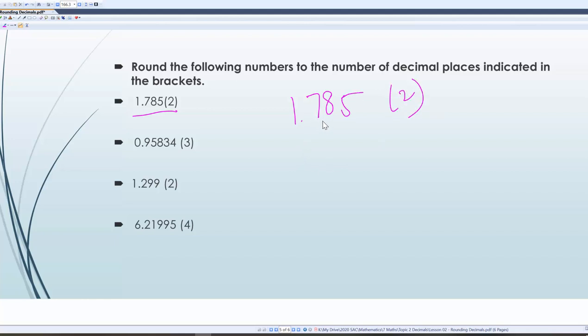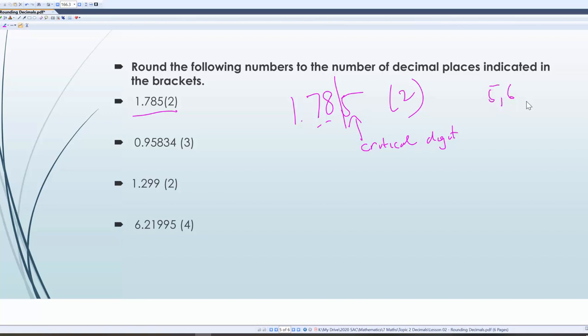So here's the approach that I want you to take every single time. You count one decimal place, two decimal places, draw your line. After I've drawn my line, I look at one digit and one digit only to determine how I'm going to round the number. And that's the digit to the right of the line I've just drawn. We call this one the critical digit. It's pretty important because it tells us how we're going to round it.